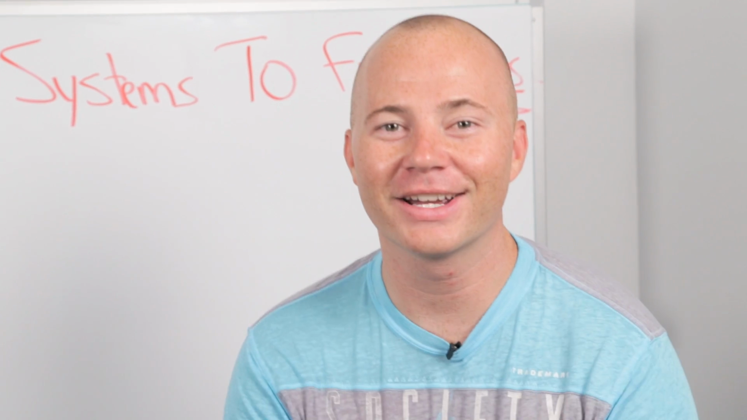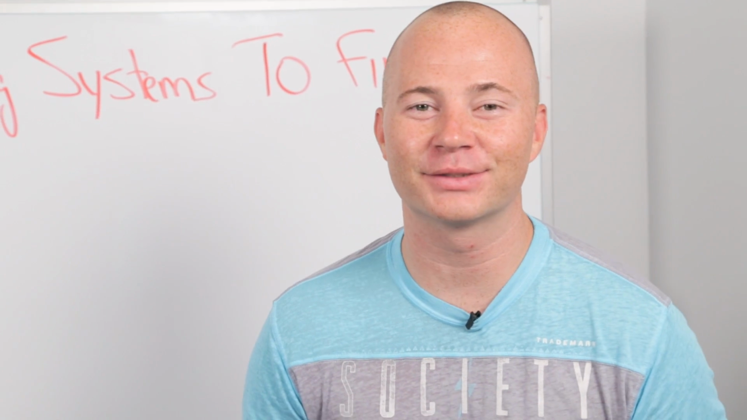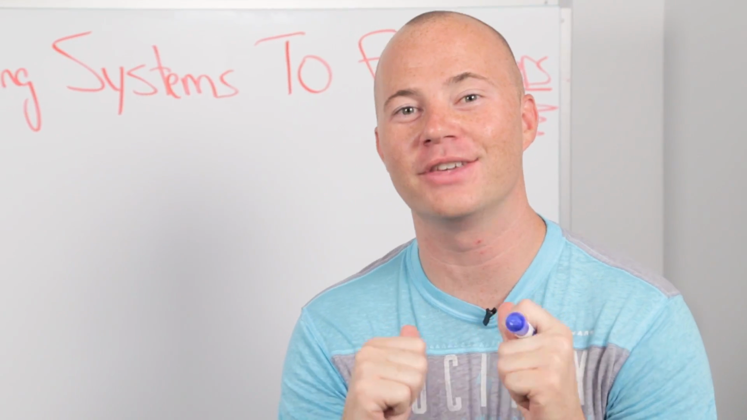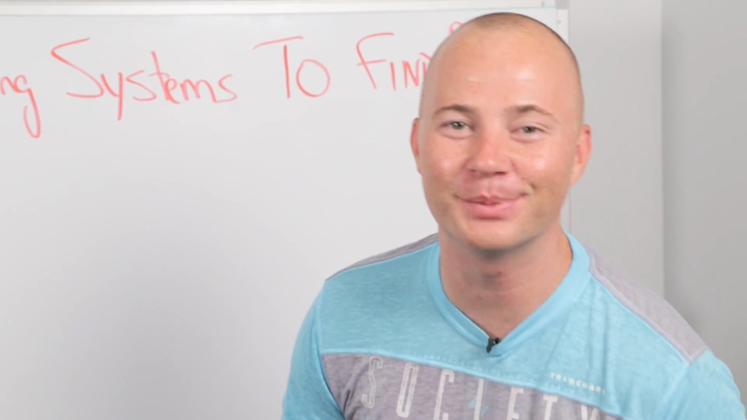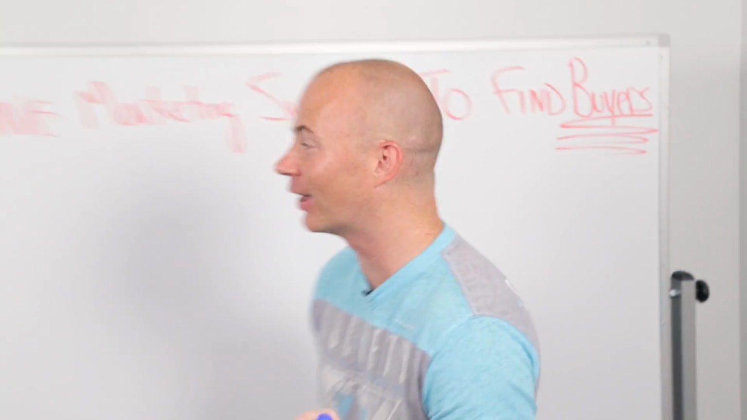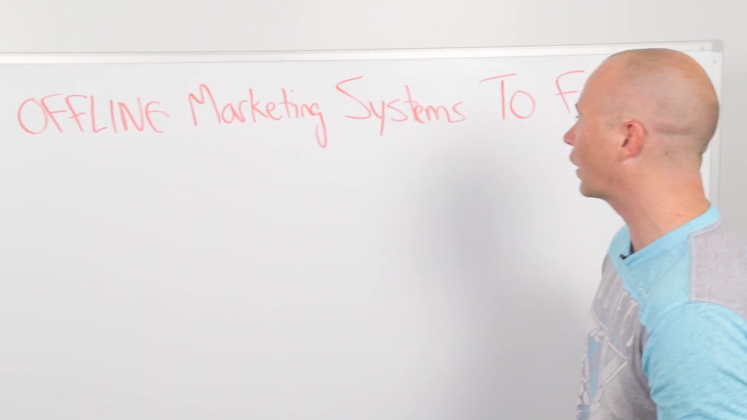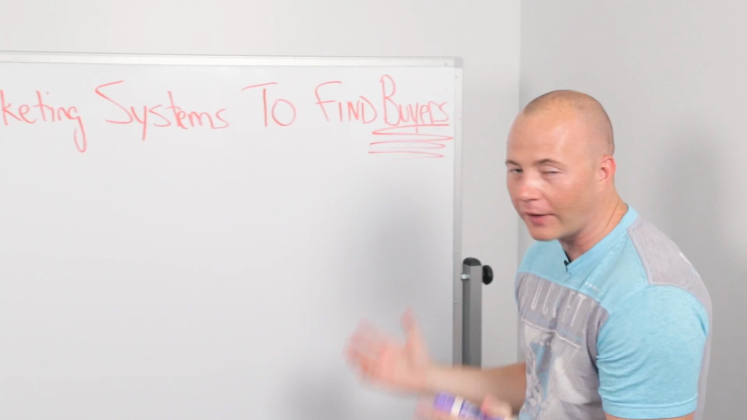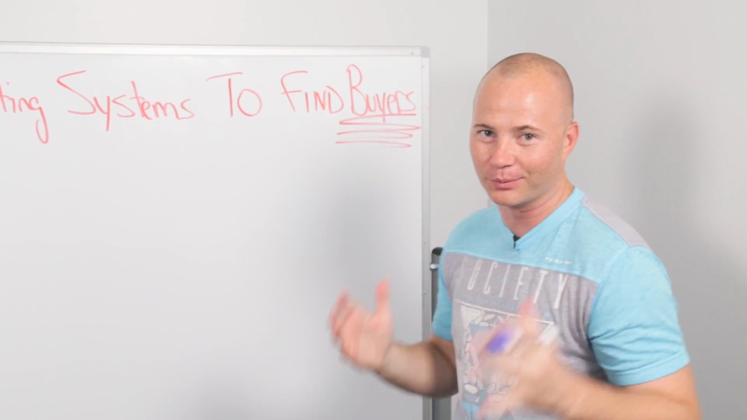Hey, what's up guys? John Cochran here, and today is System Saturday, the day that I bring you a system that I use in my business that you can rip off and duplicate using your own local market. On today's System Saturday, we're going to talk about the 3 offline marketing systems to find buyers in today's real estate market.